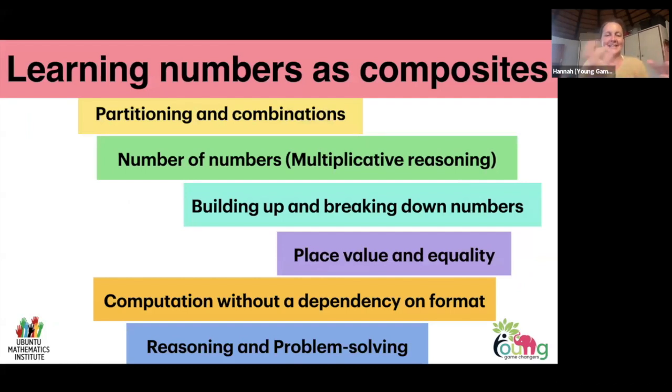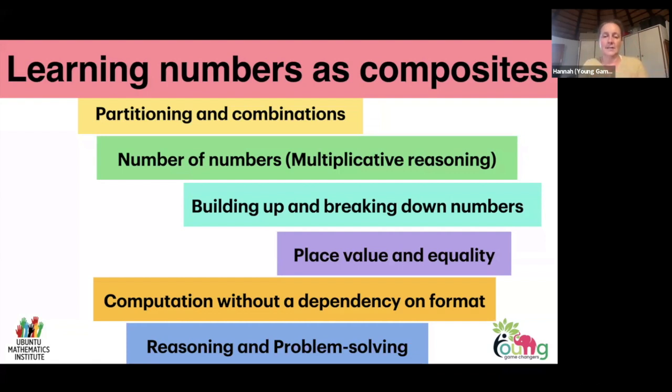You can partition and combine. 3 and 2 is 5. 5 and 5 is 10. 30 and 7 is 37. You can also talk about the number of numbers. I can talk about 3 groups of 2. Later I'll learn that it's called 6 or equals 6, but it's 3 groups of 2, 4 groups of 9. From a very young age, I'm dealing with multiplicative reasoning. It deals with breaking up, building up and breaking down, which is a very natural part of computing later.